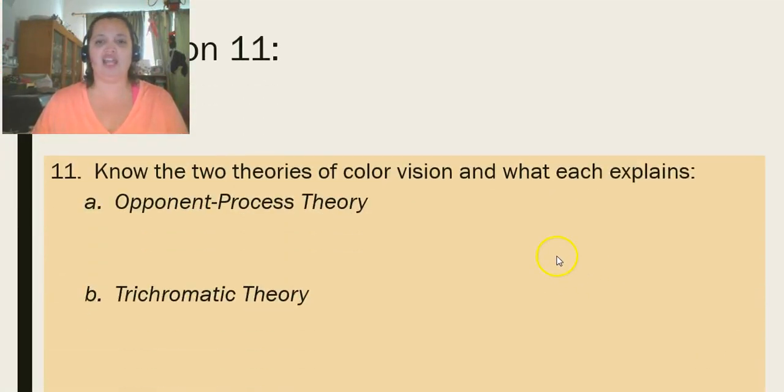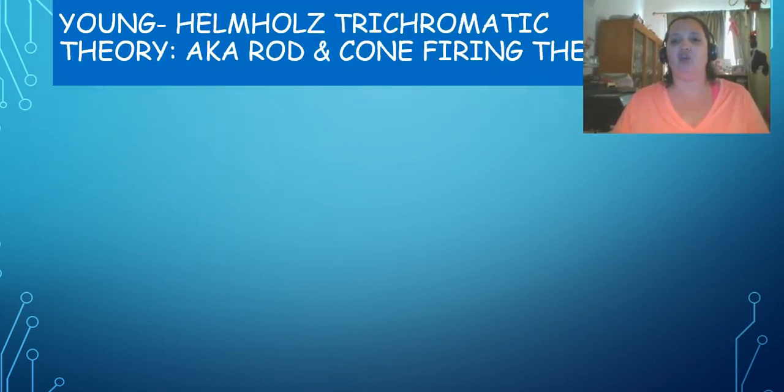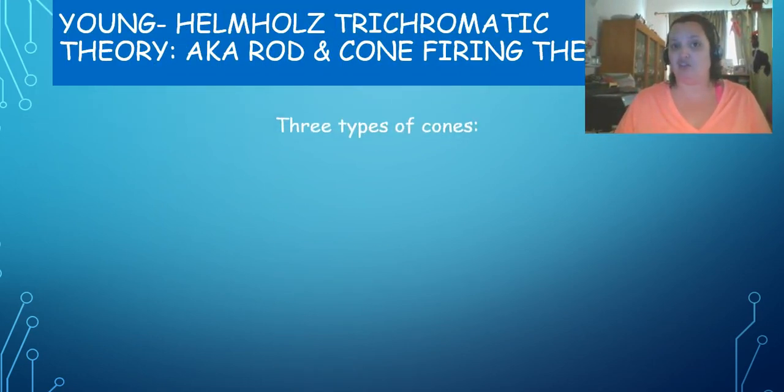All right, question 11. Know the two theories of color vision and what each explains: opponent process theory and trichromatic theory. Ever so much fun. Let's start with trichromatic theory, actually, which I know I'm like backwards. It has a nice long name, the Young-Helmholtz trichromatic theory, also called the rod and cone firing theory. This is a pretty simple way of looking at color vision, because the truth is we still aren't 100% sure how color vision works, but these are our two leading theories.